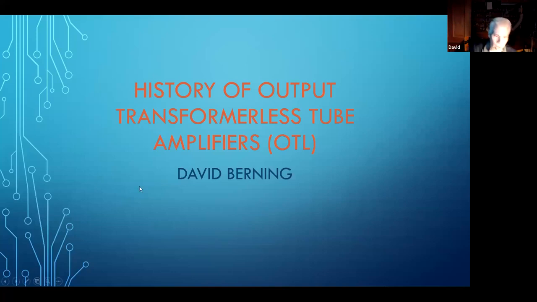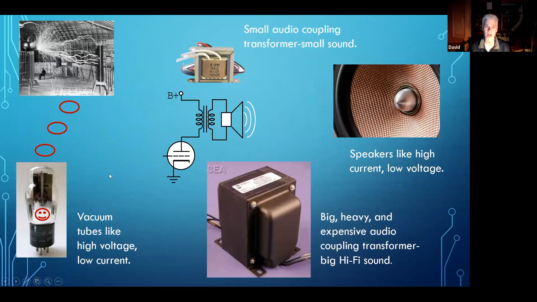Okay. The title of my talk is The History of Output Transformerless Tube Amplifiers, known as OTL. I originally gave this talk for the Bowie Museum of TV and Radio. Anyway, this is modified a little bit to be for an audio group. The output transformerless amplifier was basically developed at the beginning by Futterman.